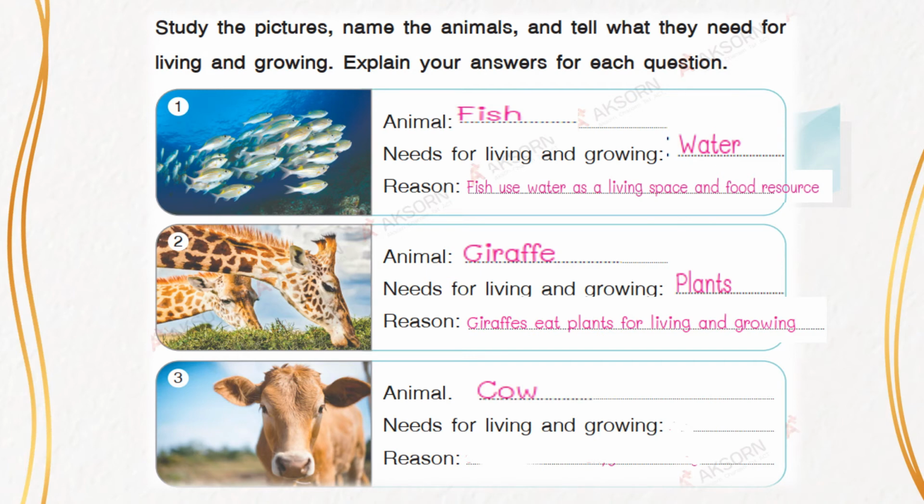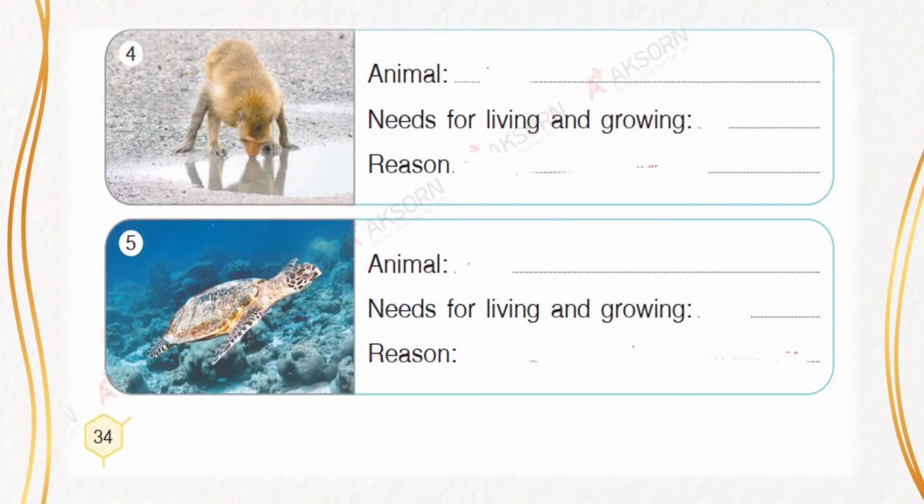Animals, it is cow. Cow needs for living and growing. They need air. Okay. Cow, what is the reason? Okay, cow breathes in oxygen for living. Do you understand, everyone? Very good. Again, page 34. Next is number 4 and number 5. Please continue to answer what animals these are, what they need for living and growing, and what is the reason.